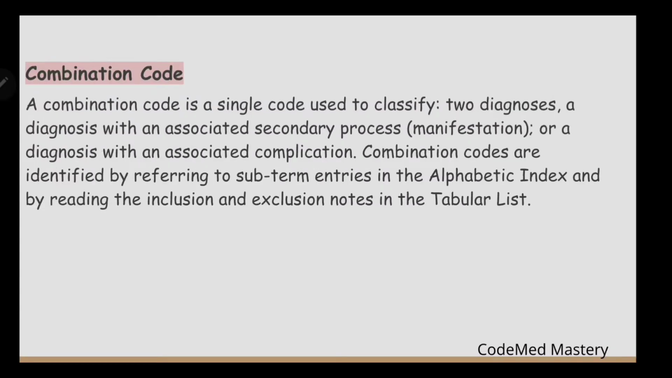Next is combination code. A combination code is a single code used to classify 2 diagnoses, a diagnosis with an associated secondary process, or a diagnosis with an associated complication. So combination codes are identified by referring to subterm entries in the alphabetic index and by reading the inclusion and exclusion notes in the tabular list. So we have to assign a combination code only when that code fully identifies the diagnostic conditions involved.